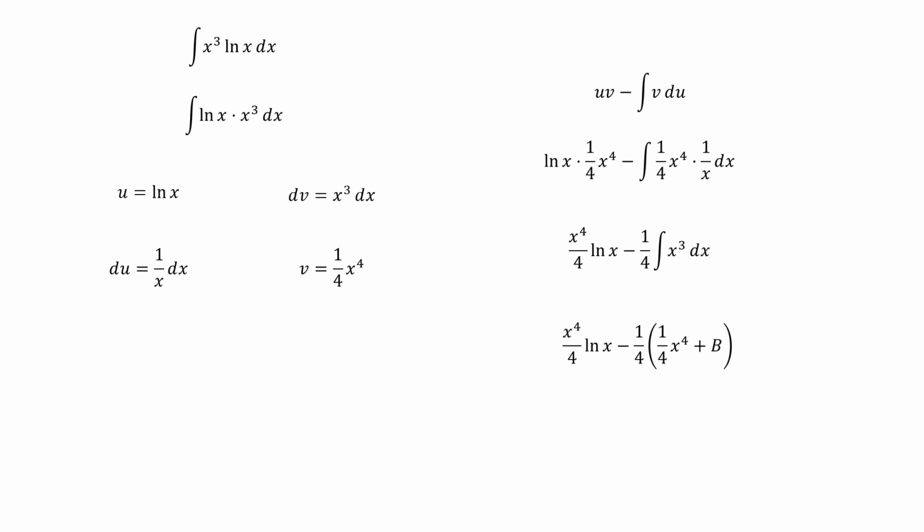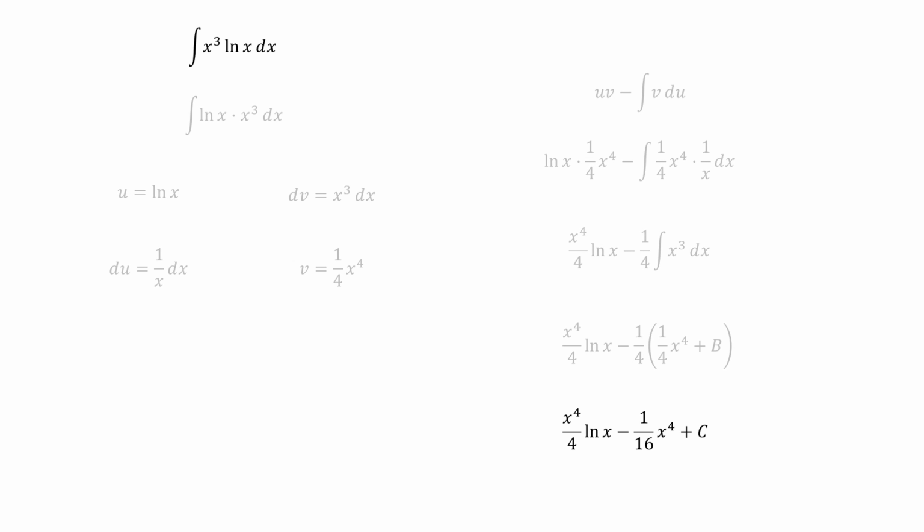Then I computed the remaining integral. Notice I put plus b instead of the usual plus c. There's nothing wrong with that, but I did it because I knew I was going to distribute that negative 1/4 to the parentheses. And therefore, I could just rename negative 1/4 times b as c. And that completes this problem.